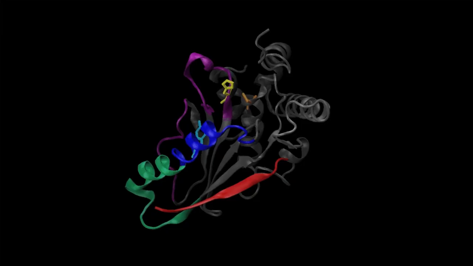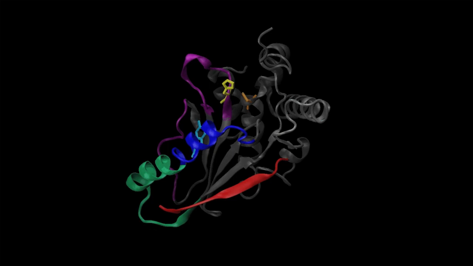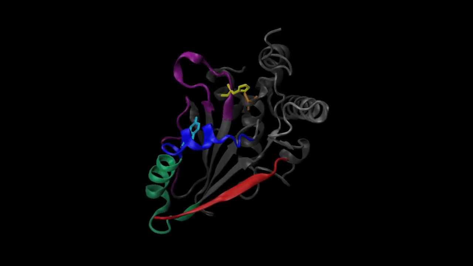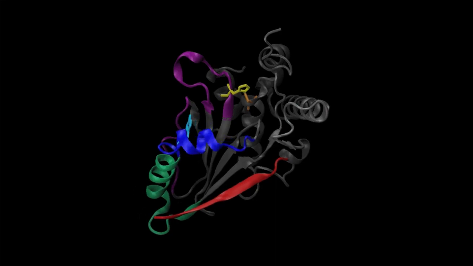So not only have GPUs contributed to running longer simulations, which allow us to look at actual biological activity, right, like how a protein folds and how it activates, etc., but at the same time they've been instrumental in improving the fidelity of the actual models that we use.